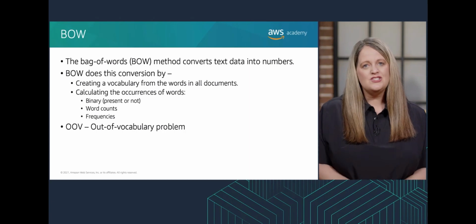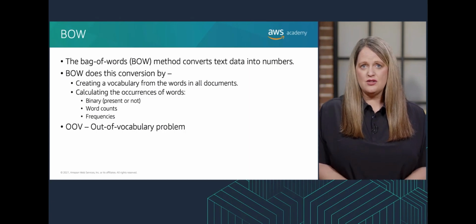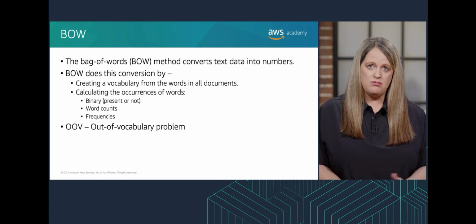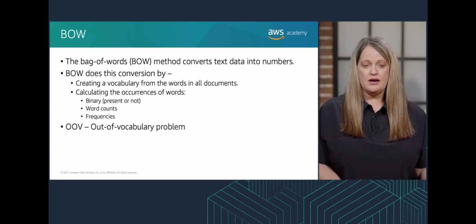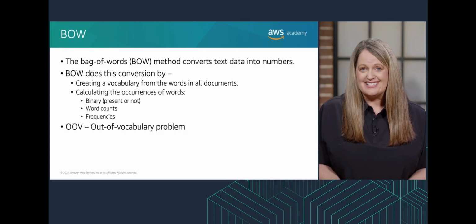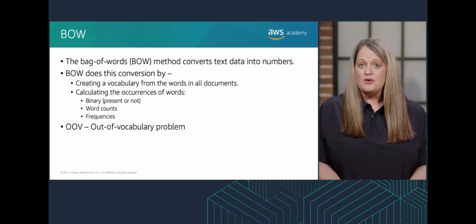One challenge for BOW is how to handle the new words that weren't part of the original vocabulary. This problem is known as out of vocabulary, or OOV. You'll come back to OOV later in this section. We'll now walk through an example over the next few slides.